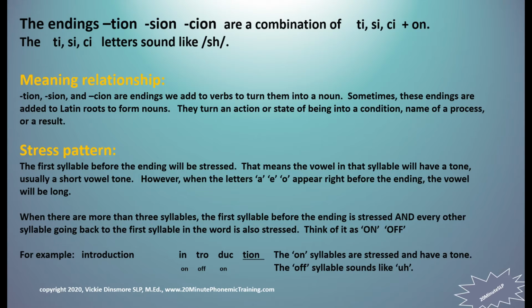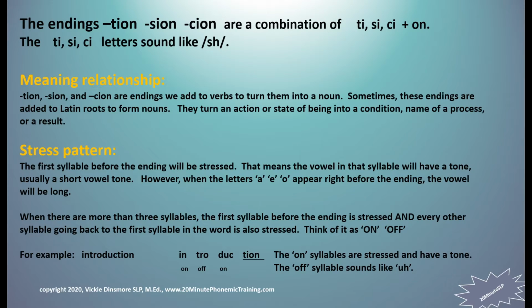The endings T-I-O-N, S-I-O-N, and C-I-O-N all sound the same, and they're a combination of the letters T-I, S-I, and C-I with the letters O-N. Now, if you have already heard this part of the video before in another lesson, just fast forward it. But I think it's important to realize that those two letters at the beginning of that ending sound like sh. There's no good reason for it. It's just the way our suffixes are built. And we'll talk a bit more about how suffixes are actually built in the English language as we work through these videos.